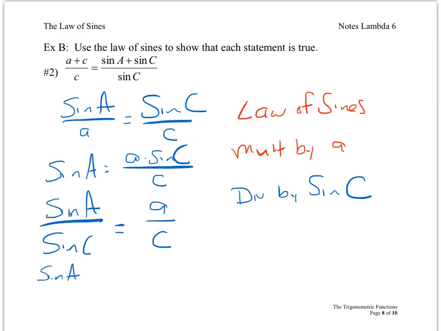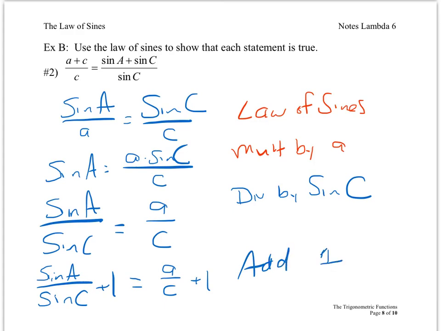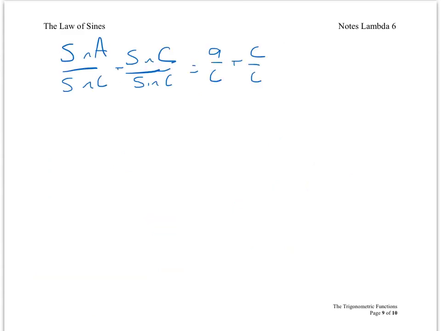At first, this is probably going to seem like I am a psycho for adding 1 to both sides, but watch what happens when I do. So I added 1 to both sides of the equation. If I then get common denominators, I change this 1 to a fraction, sine of C over sine of C, so I can add these together, and I change this 1 to a fraction with common denominators, C over C. This is what I would get.